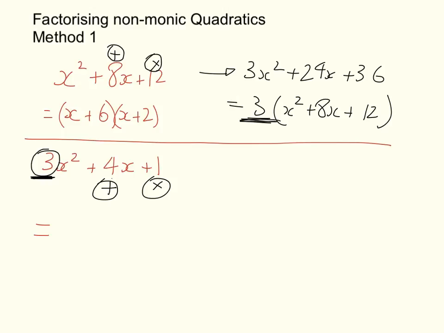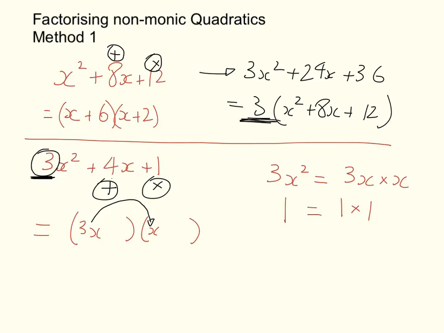So what multiplies for me to give 3x squared? I'm looking at whole numbers as well. Well, I can multiply 3x and x. And the factors of 1 are 1 times 1. So I know in my brackets here, it's a quadratic, so I'm going to be able to factor it to something like that. I know I'm going to have 3x times x for that first jump. Okay, if I did my FOIL expansion to get 3x squared, I'm going to have 3x multiplied by x. And in the same way, to get my last numbers, I'm going to have 1 times 1.